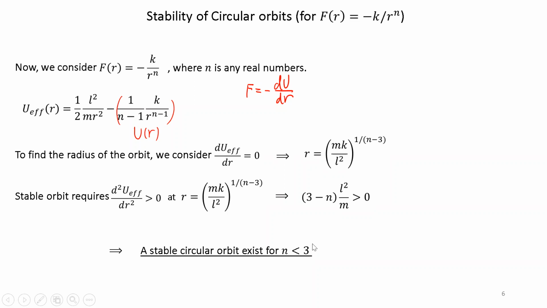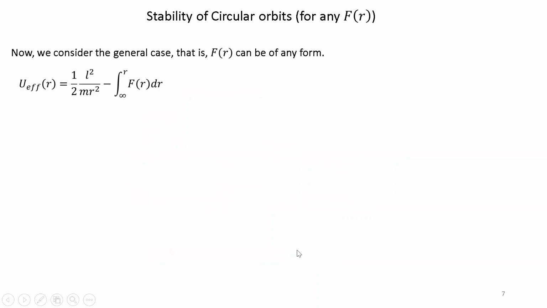And this verifies the two examples that I just showed you, right? So n equals 2, stable orbit. n equals 4, unstable orbit. So that agrees with this general conclusion. Okay.